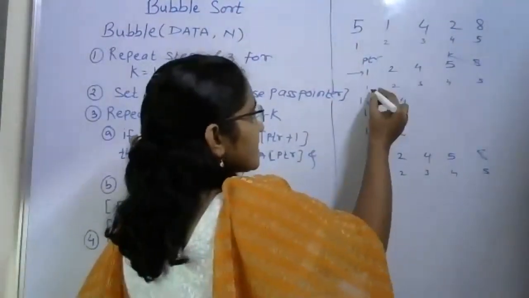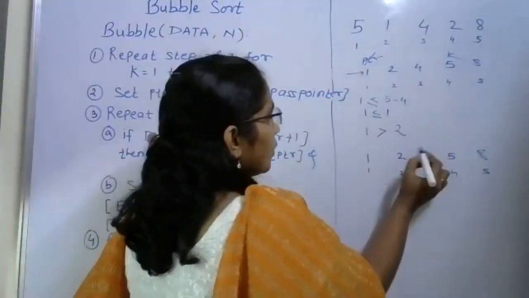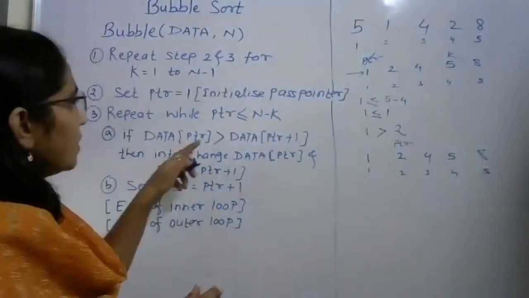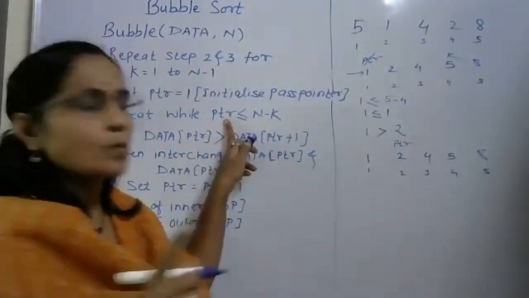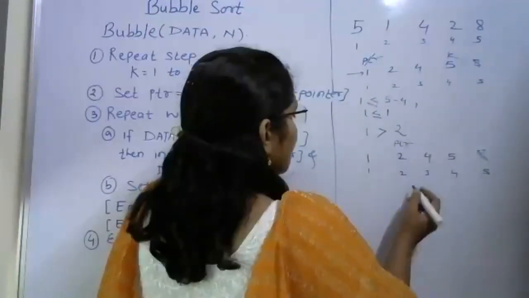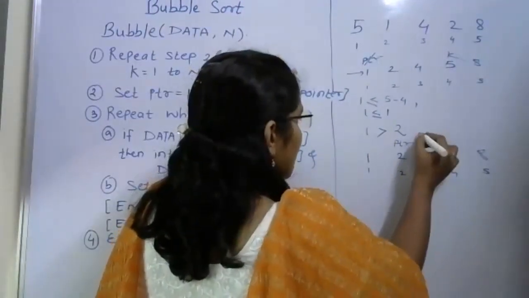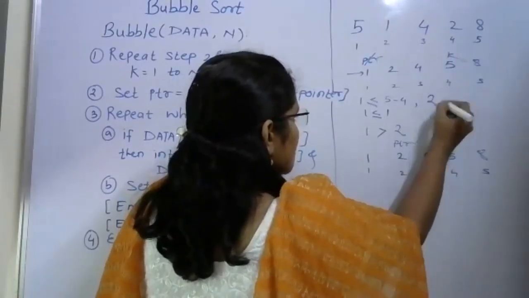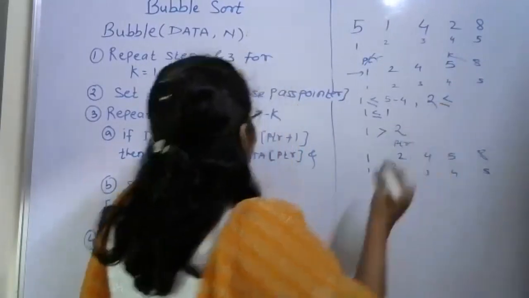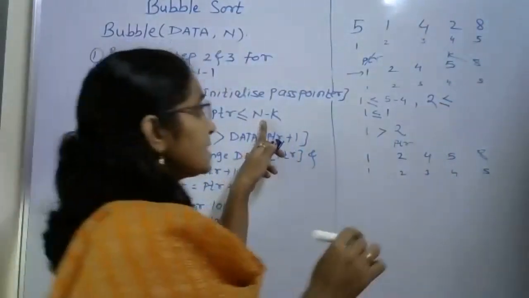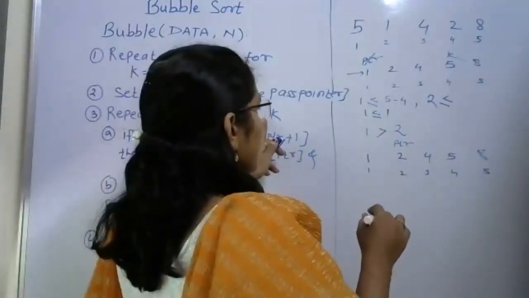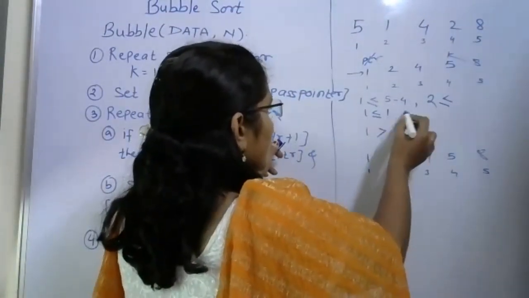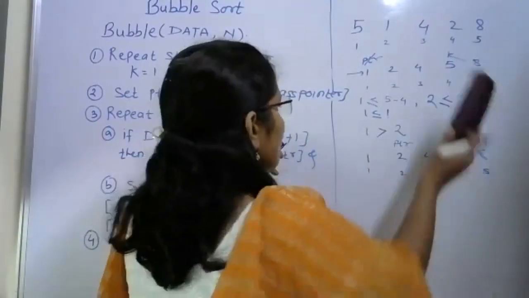This PTR was previously at location 1. Now your new PTR is at location 2. Then you check whether PTR is less than or equal to n minus k. The value of PTR is now 2, and is that less than or equal to n minus k? 5 minus 3... 1 is less than or equal to 1? Okay, no, sorry, just one minute.